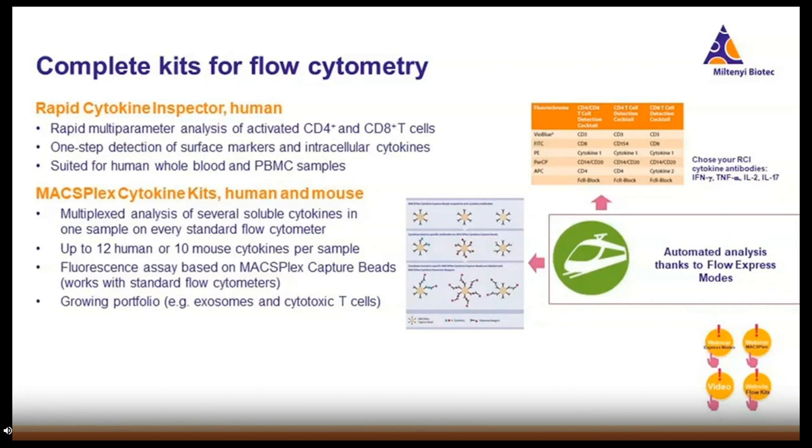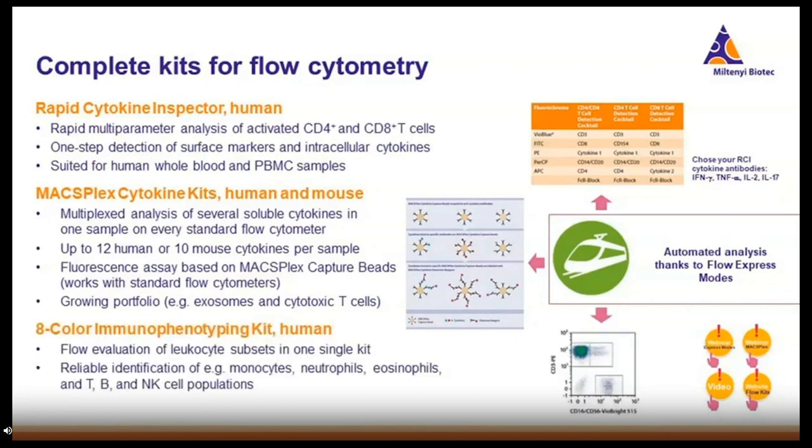And then last but not least, we also have the so-called 8-Color Immunophenotyping Kit, which enables an optimized flow-based evaluation of various leukocyte subsets, such as, for example, monocytes, neutrophils, eosinophils, T and B cells, also NK cell populations.